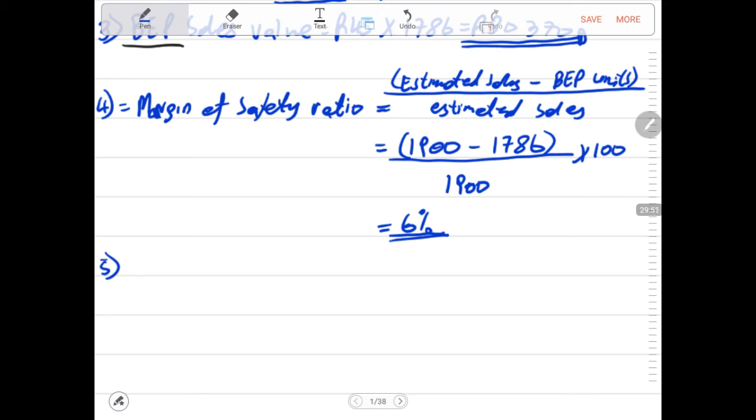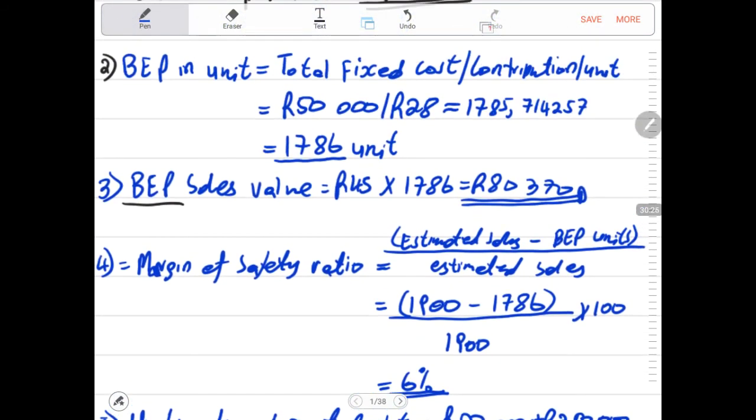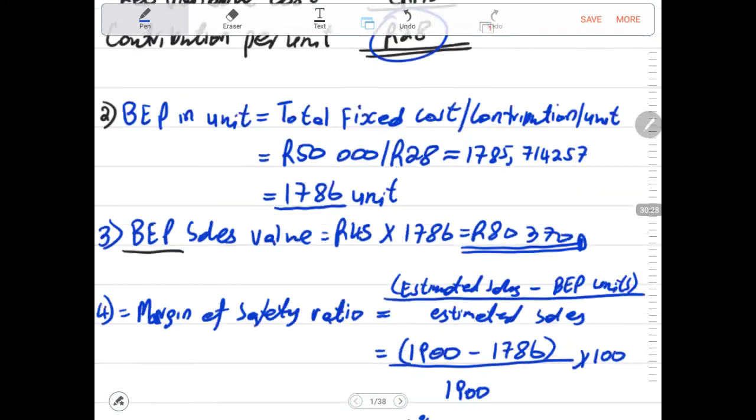So now we are saying that we are calculating the number of units at a target profit. Units at target profit is equal to total fixed cost of 50,000 rands plus required profit 250,000 rands. Remember the formula: total fixed cost plus required profit or return on investment, divided by contribution per unit, which is 28 rand that we calculated previously.